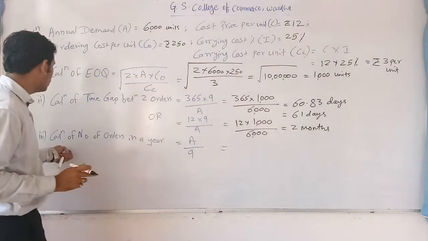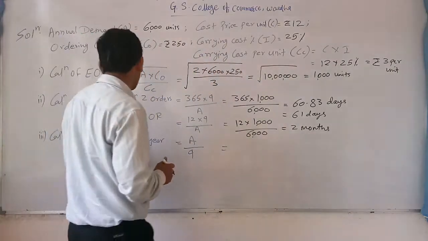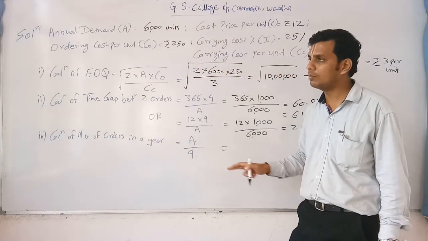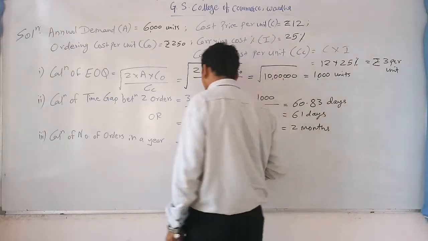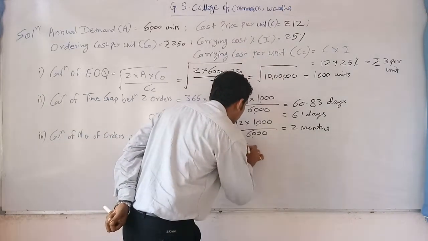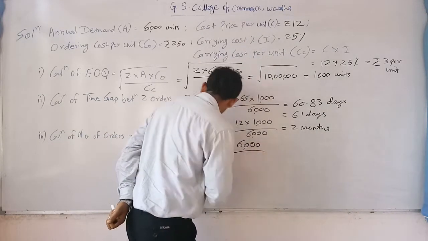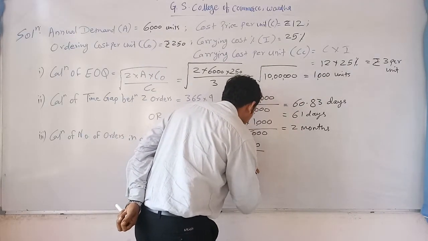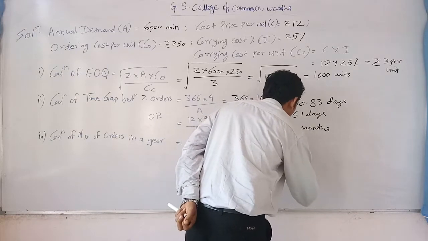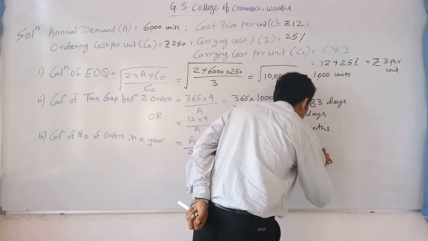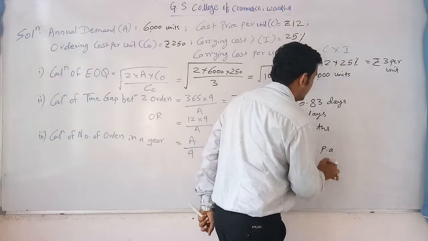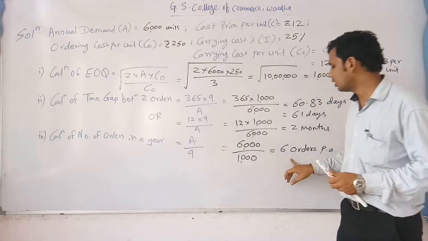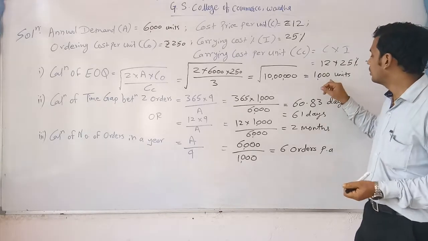Now the last thing was calculation of the number of orders that are to be placed in a year. The formula was annual demand divided by EOQ, that is A divided by Q. A was 6,000 units, EOQ we have determined as 1,000 units. So we get our answer of 6 orders per annum. It means that the company has to place 6 orders per year on the basis of EOQ.